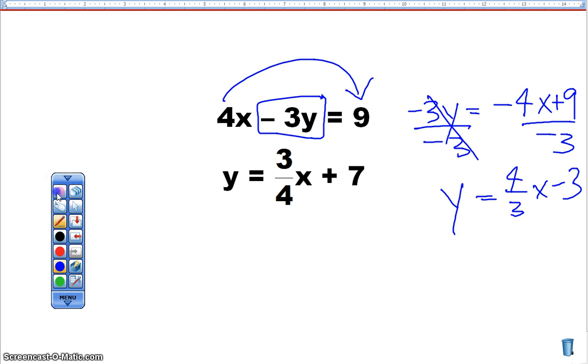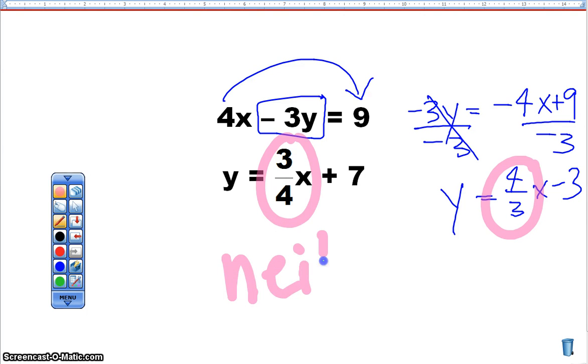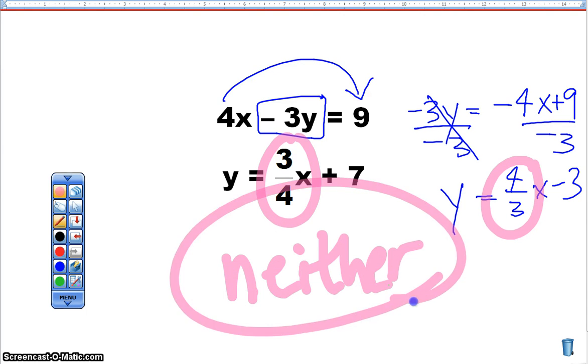All right, so take a look at your slopes. This one has a slope of 4/3. This one has a slope of 3/4. Yes, they're flips or reciprocals of each other, but is one positive and one negative? No. So this one, my answer is going to be neither. They are neither parallel nor perpendicular.